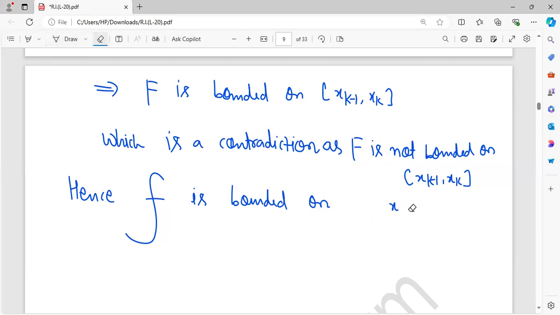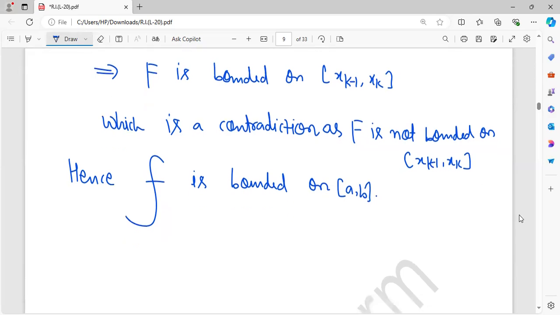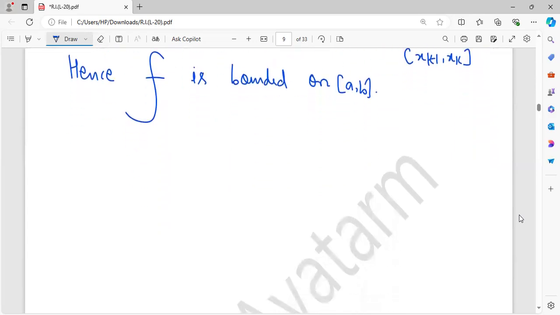Sorry. So this is a contradiction. F is not bounded on xk minus 1 to xk. So hence our assumption that f is not bounded on closed interval AB is wrong. Hence f is bounded on closed interval AB. Okay. So we have shown that f is bounded. Now we will show that f is Riemann integrable. Then our definition 2 will imply definition 1. So we have to show that f is Riemann integrable now.